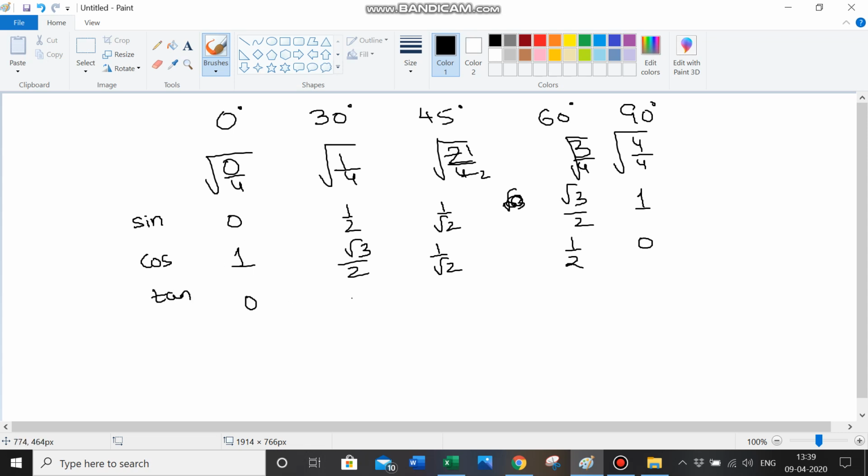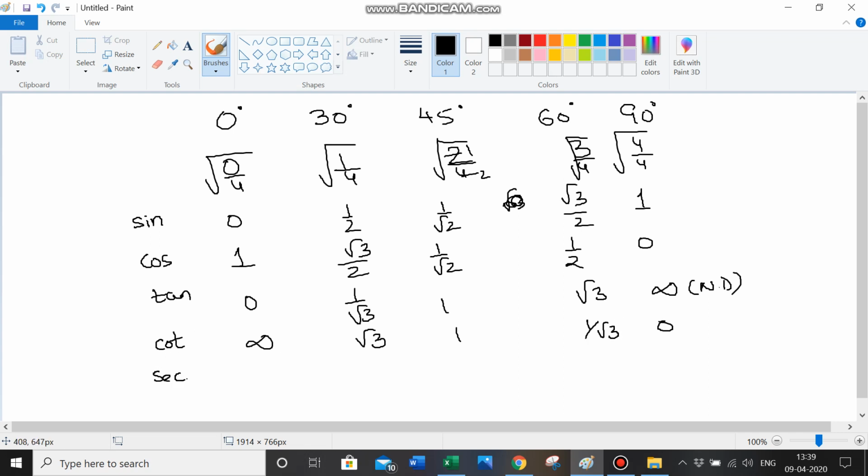To calculate tan, you divide sine by cos. 0 by 1, 0. This is 1 by root 3. This is 1. This is root 3. And this is infinite, not defined. To move from tan to cot, go not reciprocal, go the reverse order: infinite, root 3, 1, 1 upon root 3, and 0.